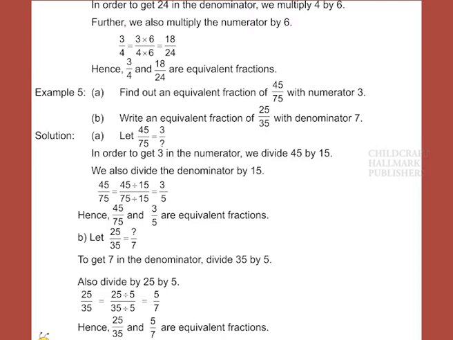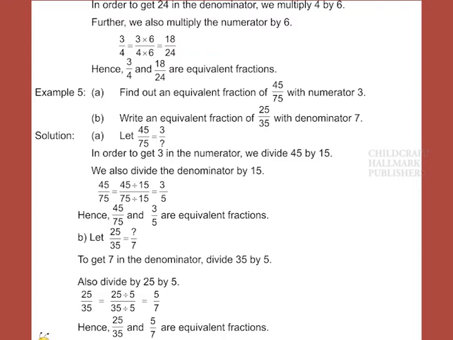In order to get 3 in the numerator, we divide 45 by 15. We also divide the denominator by 15. 45 by 75 is equal to 45 divided by 15 by 75 divided by 15, is equal to 3 by 5. Hence, 45 by 75 and 3 by 5 are equivalent fractions.